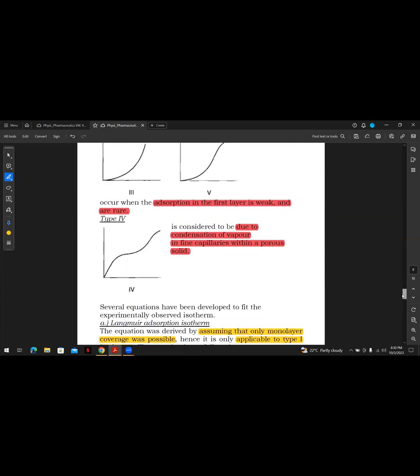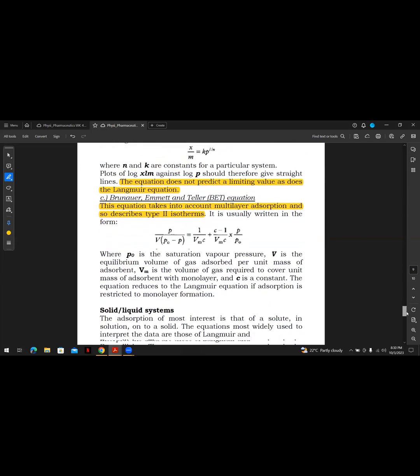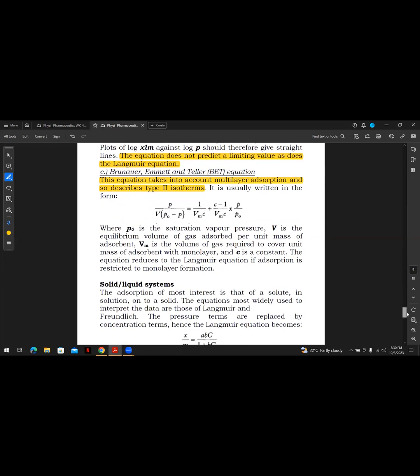And then the other one is, actually, that's it. The Brunauer, Emmett, and Teller equation. This equation takes into account the multi-layer adsorption and so describes the type 2 isotherms. So sorry, I was wrong. I thought the second equation also represented the type 2, but I was wrong.